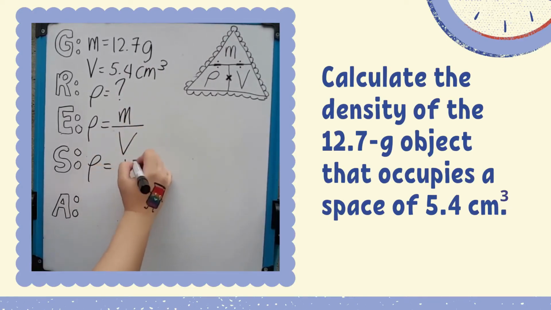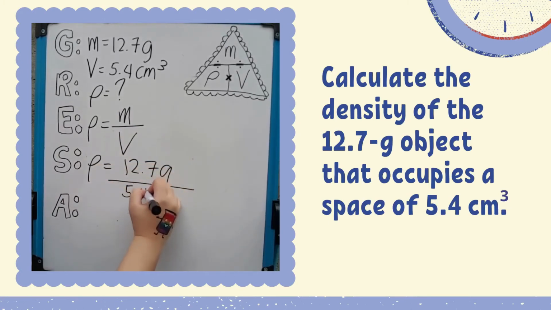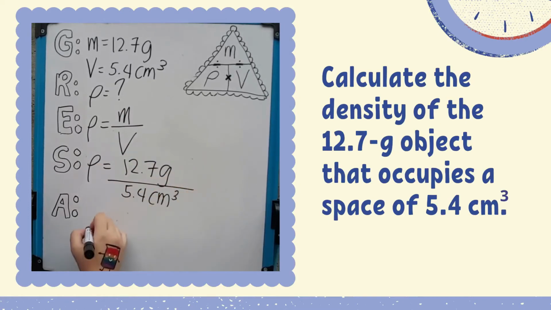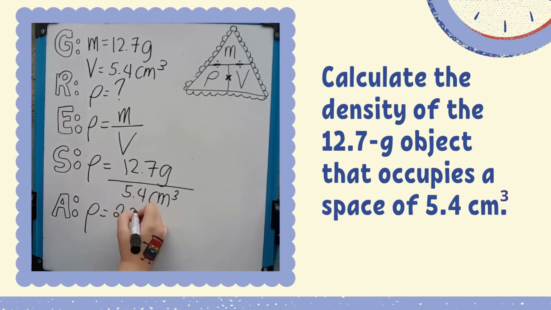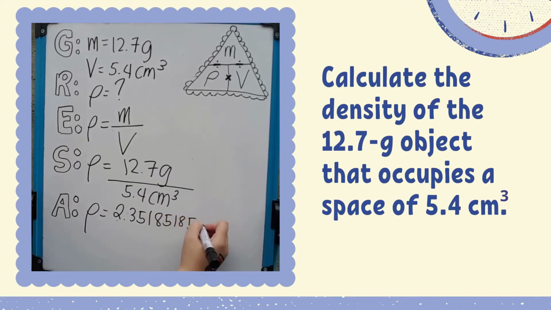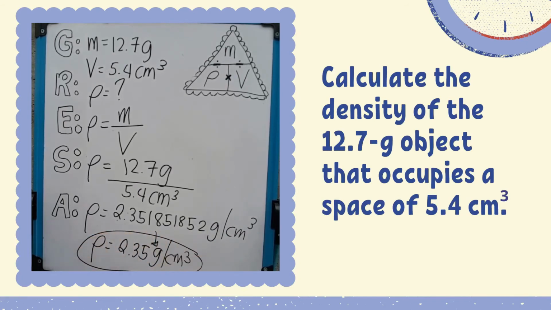For the solution, density is equal to the value of mass, which is 12.7 grams, over the volume, which is 5.4 centimeter cubed. For the final answer, density is equal to 2.35185152 gram per centimeter cubed. We should round off the final answer to the nearest hundredths, which will give us an answer for the density, which is 2.35 gram per centimeter cubed.